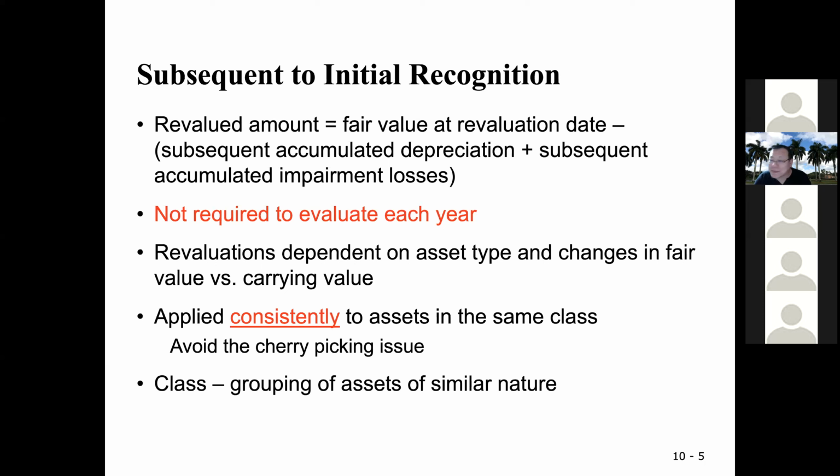You have to apply this assessment revaluation consistently to the assets in the same class, right? So if you have a land in Burnaby and a land in Surrey, and then you decide to reevaluate the land in Burnaby, but choose to leave the land in Surrey out, that doesn't make sense, because the land in Surrey and the land in Burnaby are of very similar nature. They should belong to the same class group. They are both land, and they are very close to each other. So you can't just cherry pick on the assets. If you decide to reevaluate the land, you better reevaluate the whole class, instead of picking individual assets, right? Does this make sense?